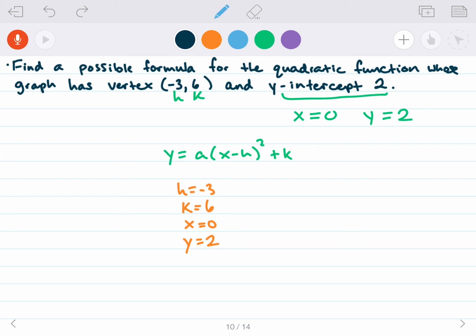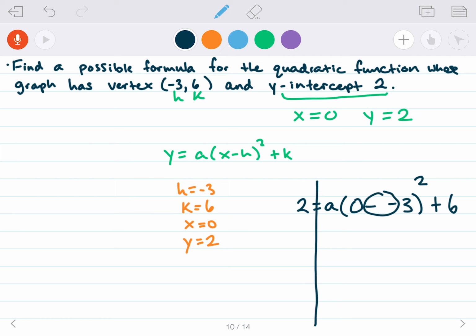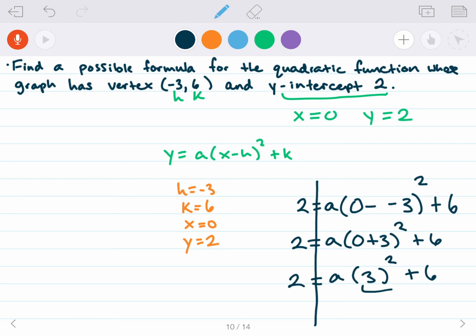All right, now that that's out of the way, we'll plug in all of our values. So y is 2. We don't know a. x is 0, minus h, minus a -3, squared, plus k. All right, now check this out. These two negatives make a positive. So I get 0 plus 3 squared plus 6. And 0 plus 3, of course, is 3. 3 squared is 9.